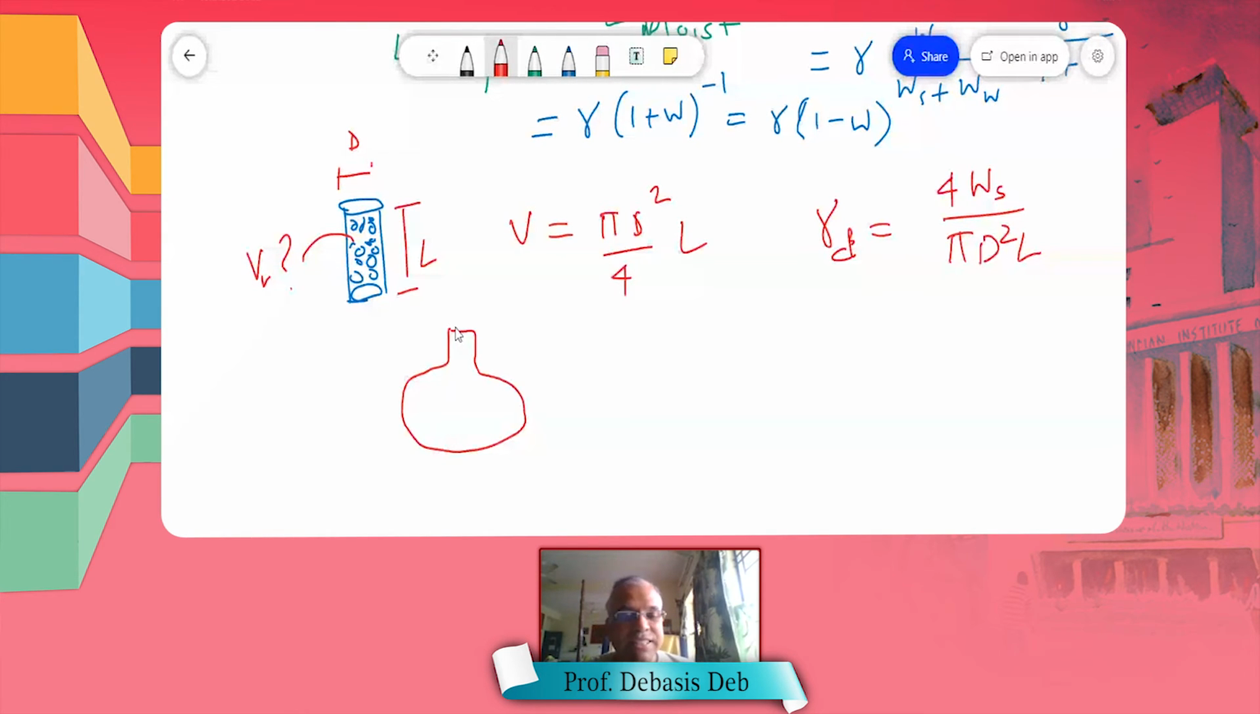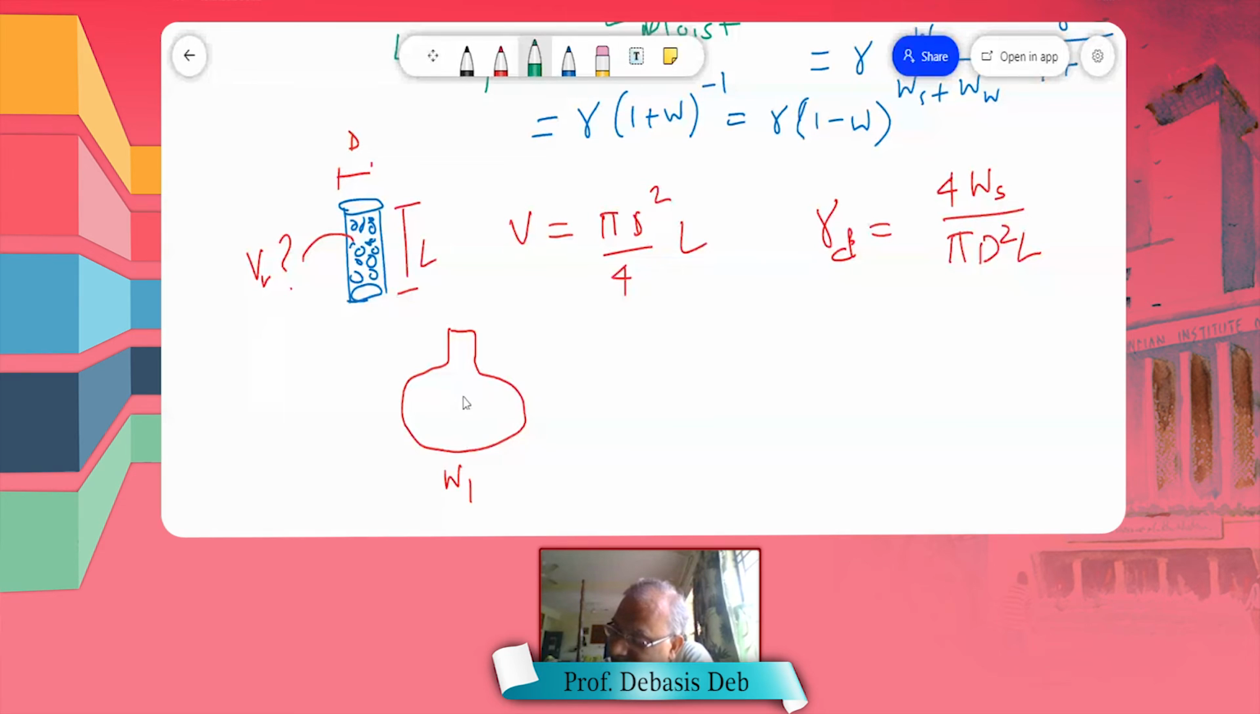And we take the empty weight. So this is the empty weight, this is W1. You will do this experiment when you are here. If you would have been on campus, you would have completed this experiment by this time, so I don't have to explain.